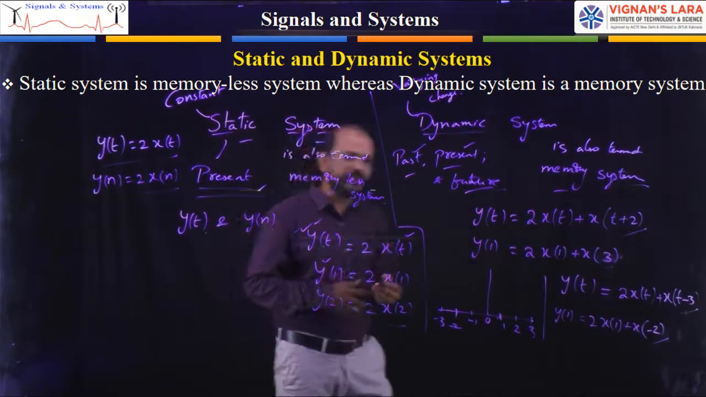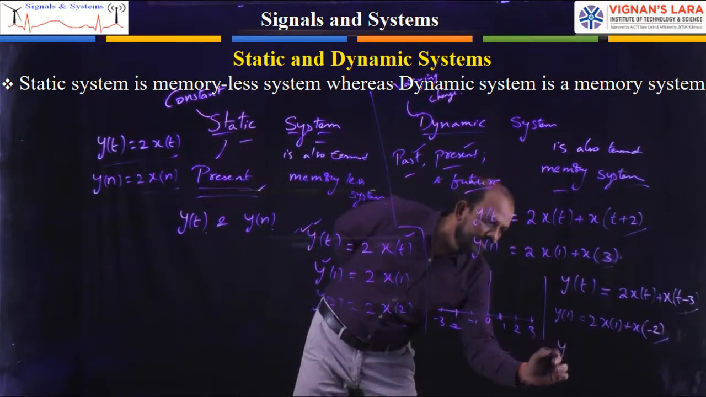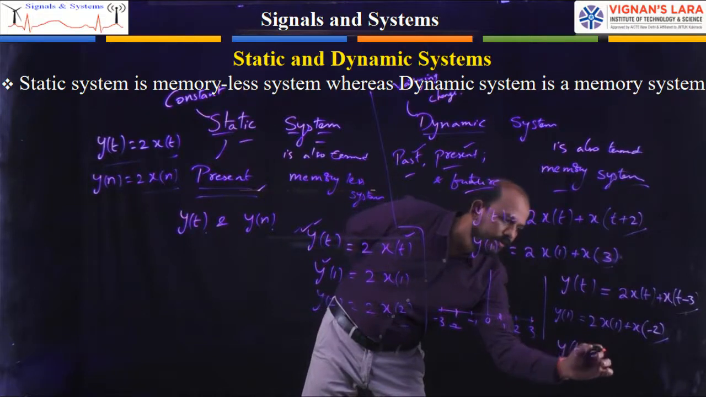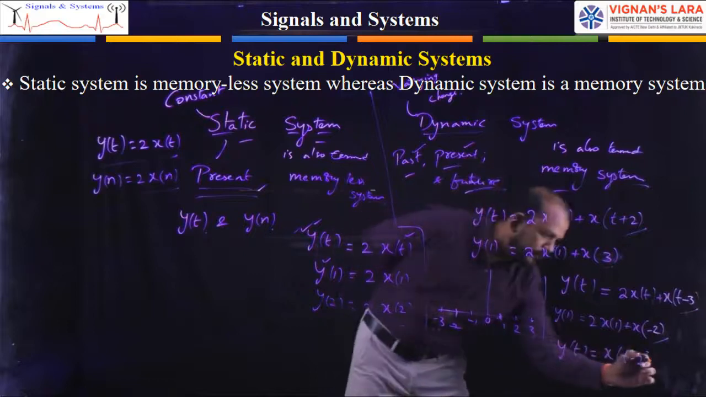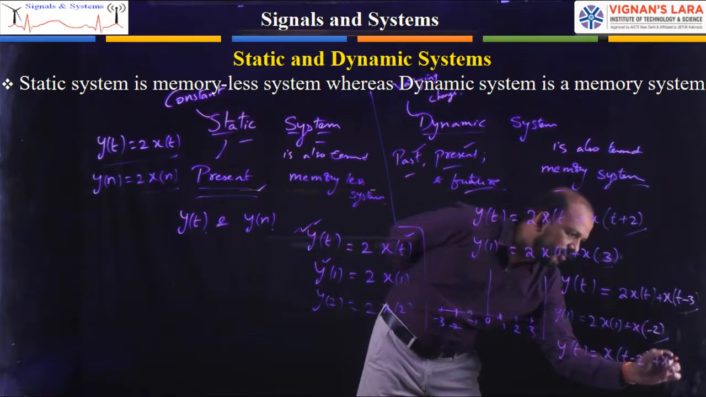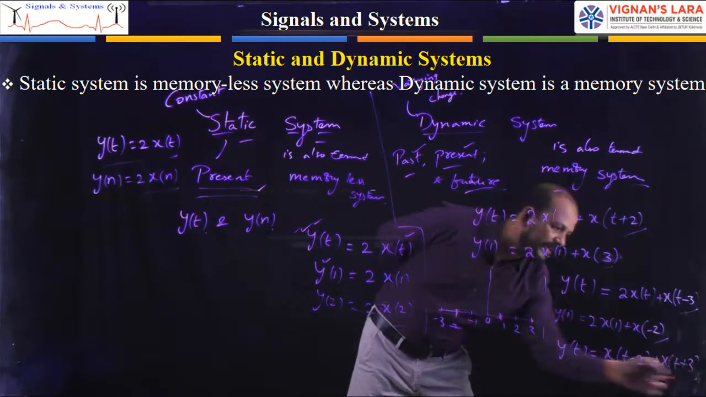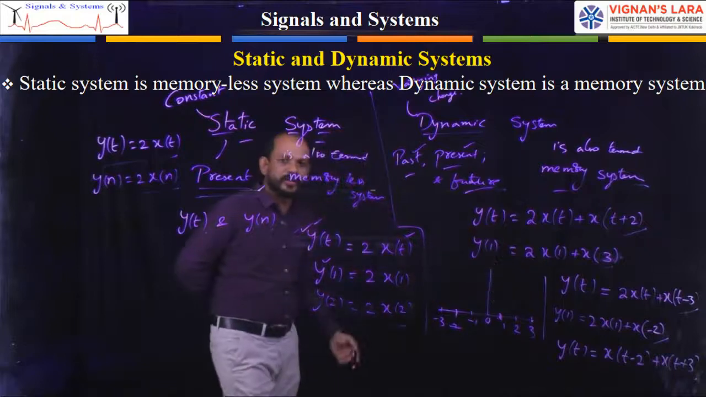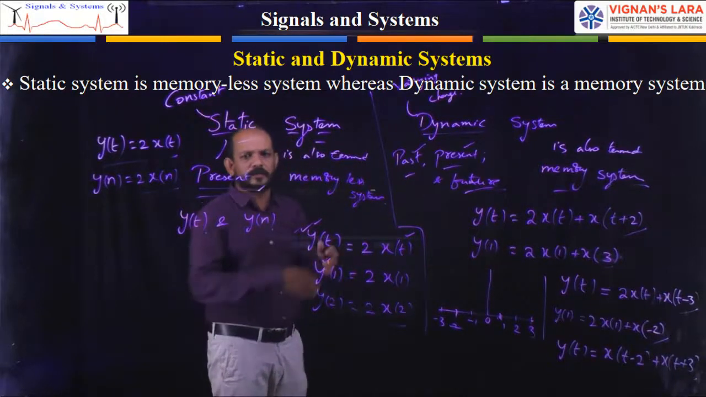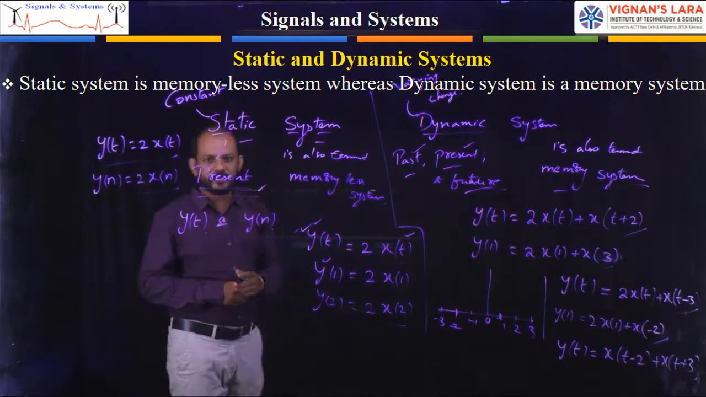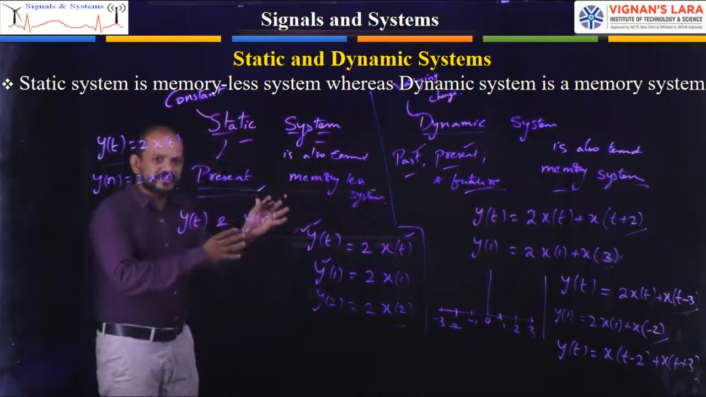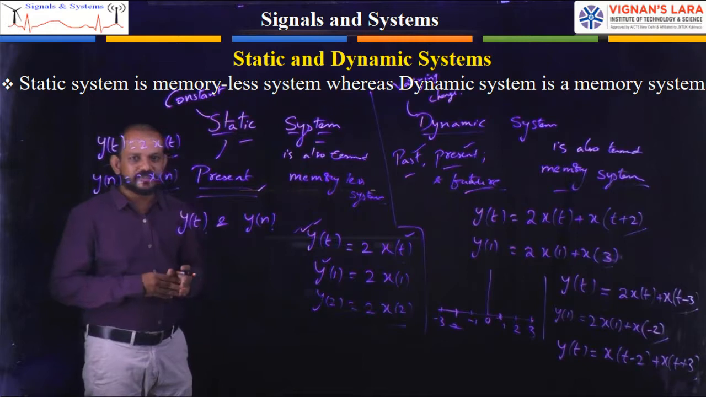Or you can write the equation as a combination, y of t equal to x of t minus 2 plus x of t plus 3. You can write like this, past and future. You can add present also: past, present, future. So these are all examples of dynamic systems. I hope you are all clear with what is a dynamic system and what is a static system with examples.